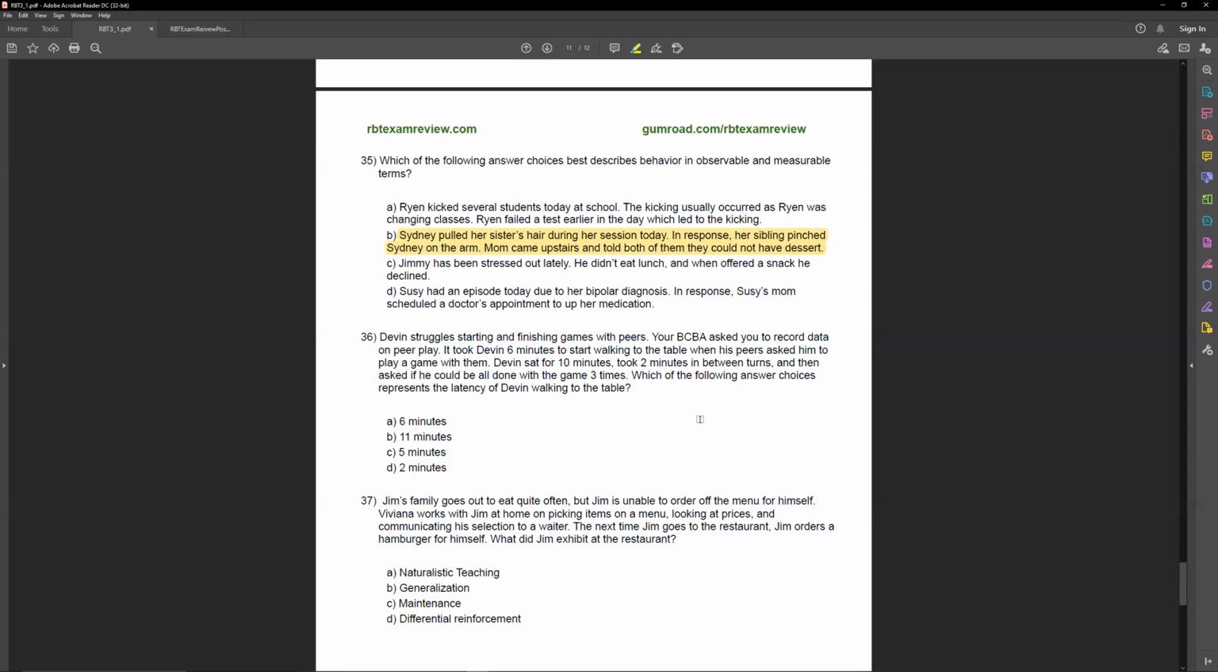So the question wants to know the latency of Devin walking to the table. Is that 6 minutes? Is that 11 minutes? Is that 5 minutes? Or is that 2 minutes? Well, what is it? Well, our question says it took Devin 6 minutes to start walking. Well, there you go, right? Latency, 6 minutes. Easy question. When you get easy questions like this, you want to be able to answer them very quickly. That's how you know you're getting good at the test.